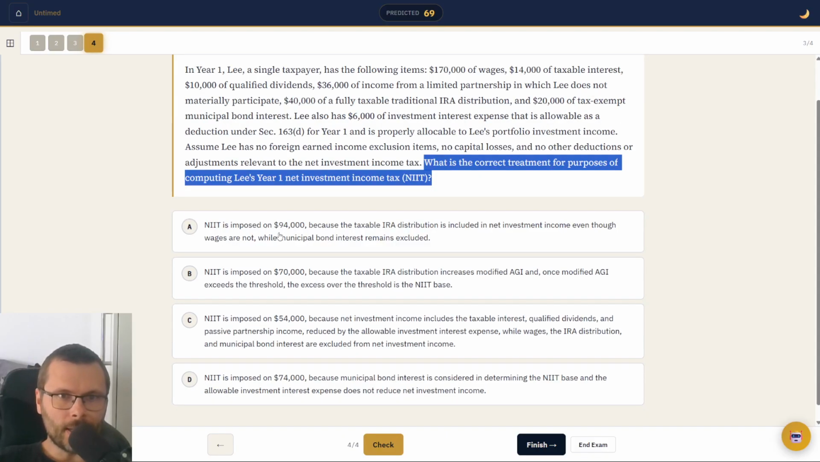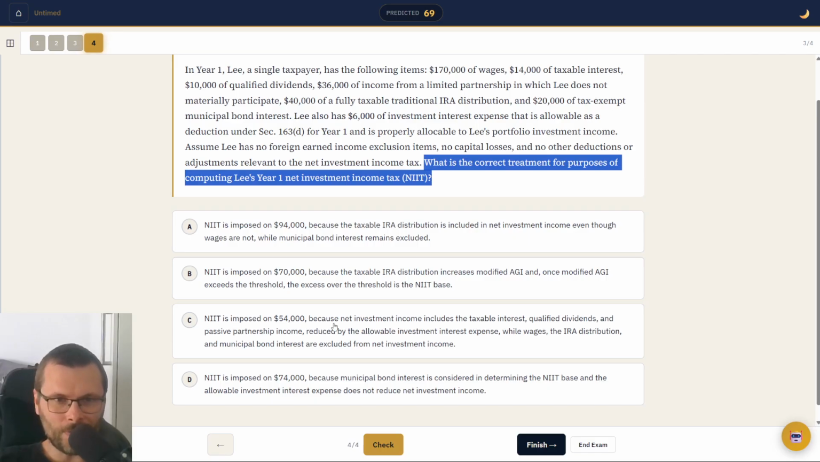NIIT is imposed on 94K because taxable IRA distributions is included in net investment. Now, IRA distributions are never included in that. We could cross off A just because we know that definition. B, NIIT is imposed on 70K because the taxable IRA distribution increases modified AGI. Okay, so maybe. I don't know. I can't cross off B yet.